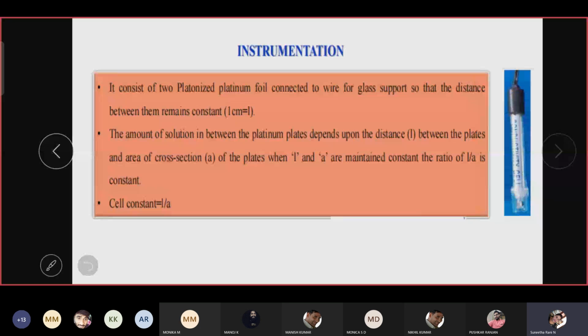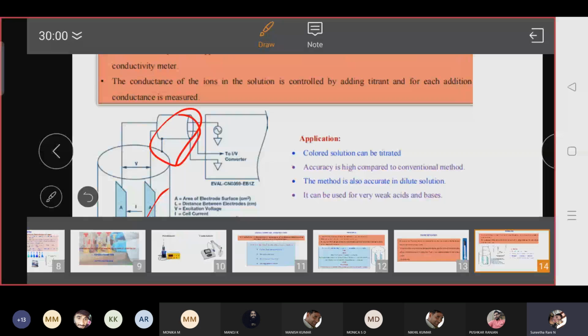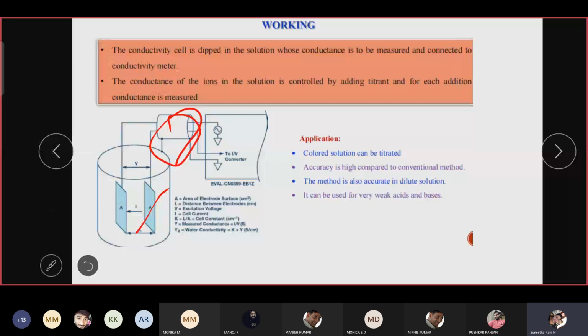So how does the conductivity cell work? You have to dip the conductivity cell inside the beaker whose ions have to be measured. Once it is dipped, the conductivity cell is connected to the conductivity meter. Once it is switched on, the conductance developed by the ions is measured by this conductivity cell and displayed in the meter. That's all for the working part.